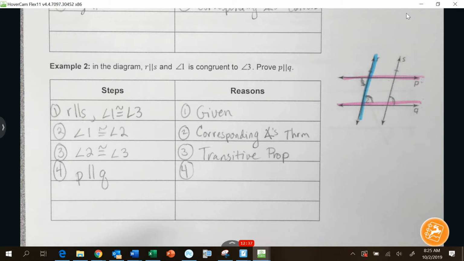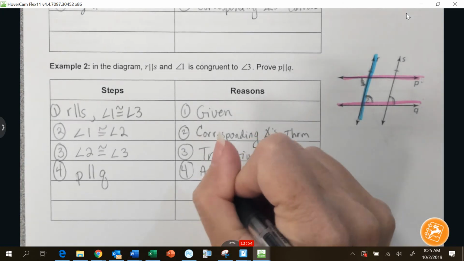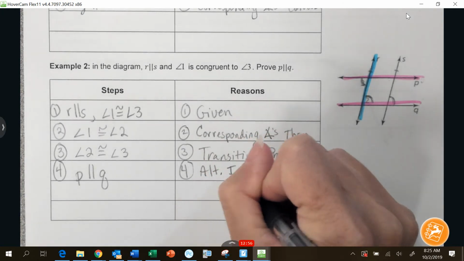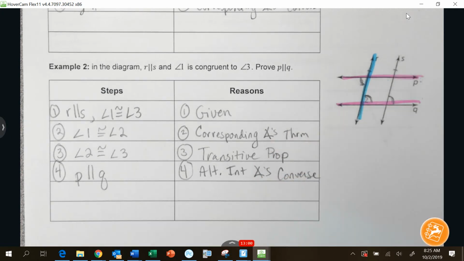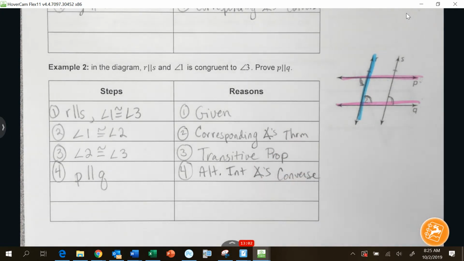Let's see if anybody who hasn't had candy would like to give me an answer. Maggie? Is it alternate interior angles, converse, because we're showing the lines are parallel, so we're going kind of backwards. Right. Alternate interior angles, converse. Very good.